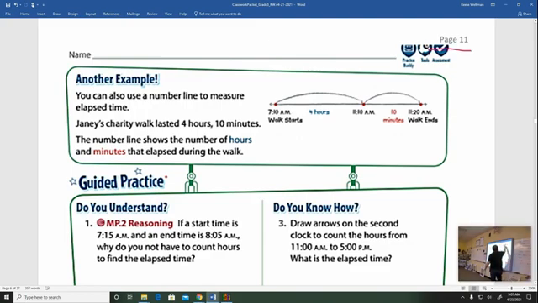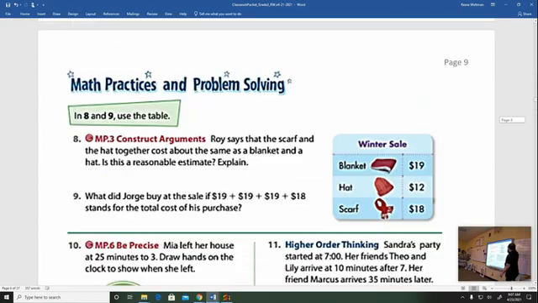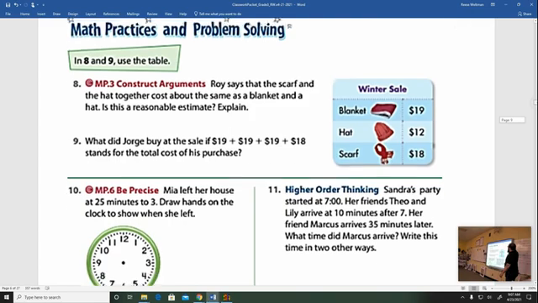So this should say page 11. Don't go on to this one yet. Okay? So don't go on to page 11 yet. Just do these pages here. The independent practice, that's 5, 6, and 7.